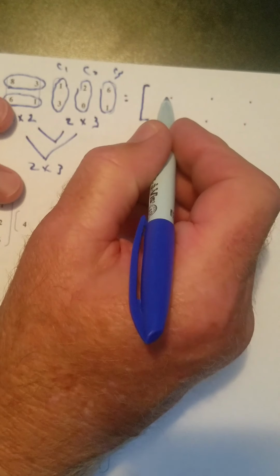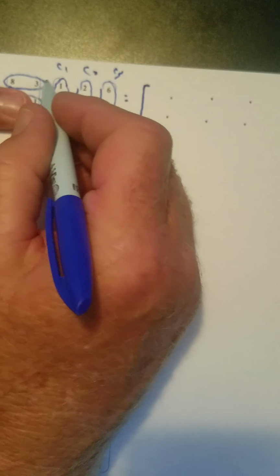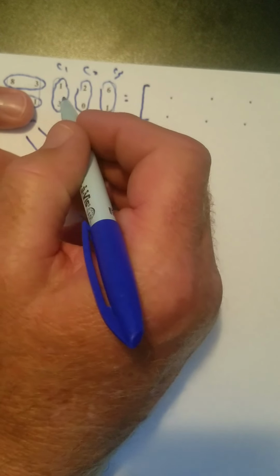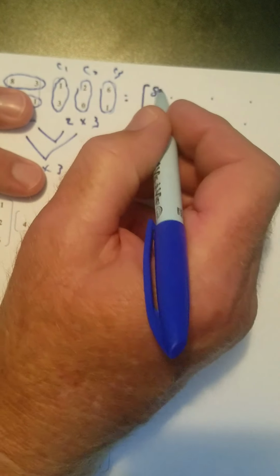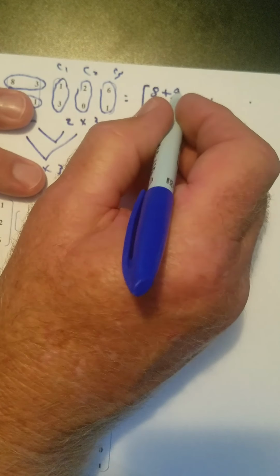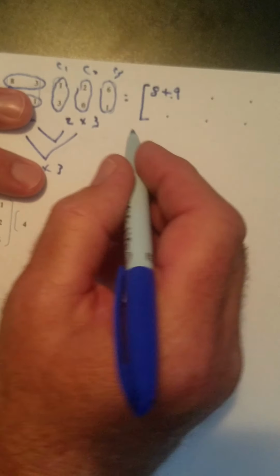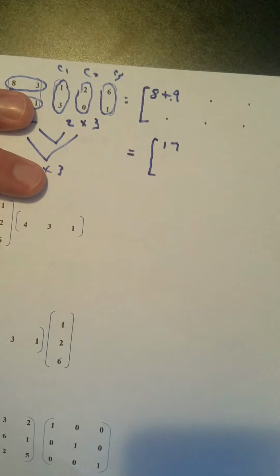So this spot is in row 1, column 1. That tells me I'm going to take row 1 here, 8, 3, and column 1, 1 and 3. 8 times 1 is 8, and 3 times 3 is 9. See what I did there? 8 times 1 is 8, 3 times 3 is 9. So when I get down here, I can just put 17.